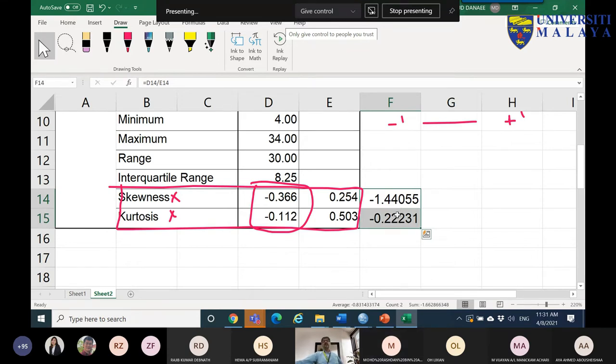It is still acceptable. So it can be concluded that our data is normally distributed, right? Yes. Good.